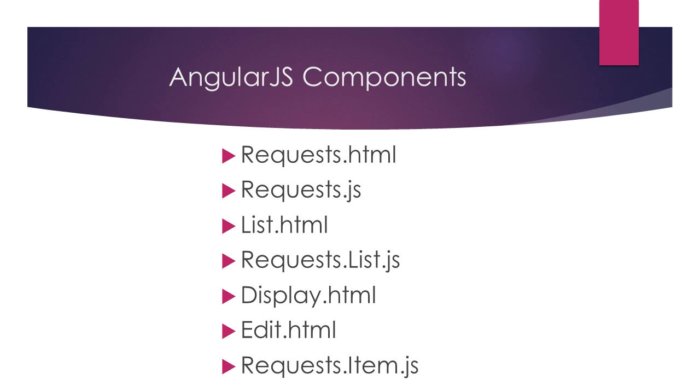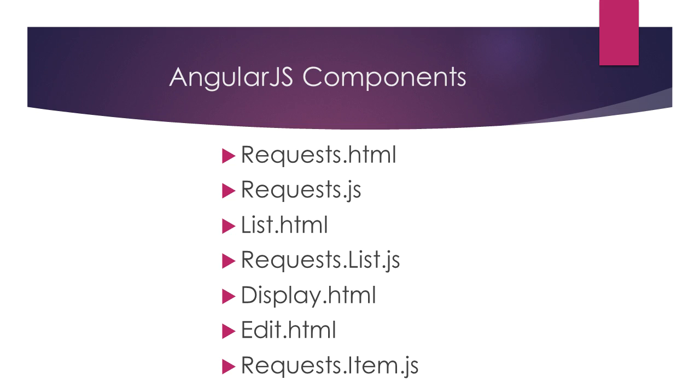Again, just as a review, these are the 7 HTML and JS files. I didn't list the CSS file. You can look at it in the zip, but it's really not worth digging into. Basically, requests.html is our home page. That is where we launch the application, and it is the parent. It holds the child files. Requests.js is where we define our module, and we put all of the code that is not a controller.